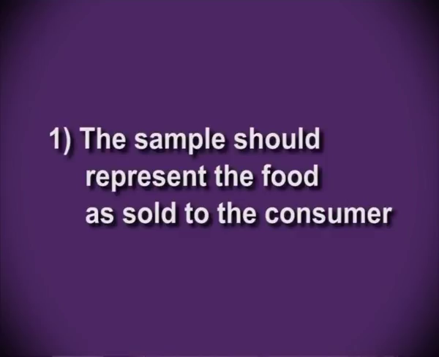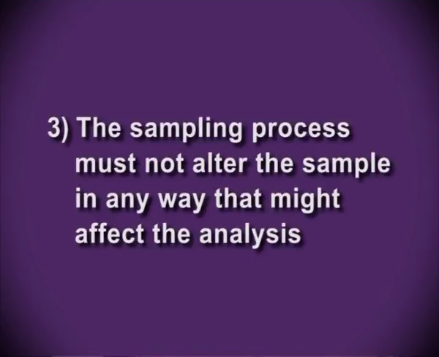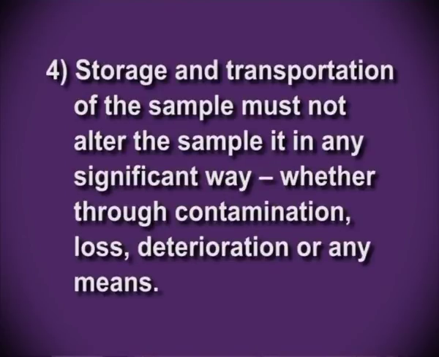Number 1, the sample should represent the food as sold to the consumer. Number 2, each part of a divided sample should be truly representative of the original. Number 3, the sampling process must not alter the sample in any way that might affect the analysis. Number 4, storage and transportation of the sample must not alter the sample in any significant way, whether through contamination, loss, deterioration or any other means.